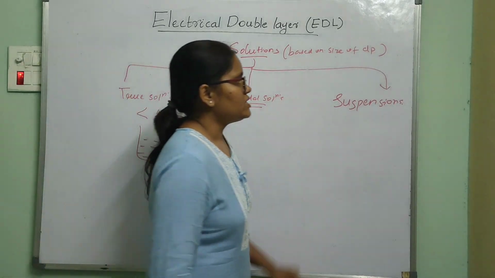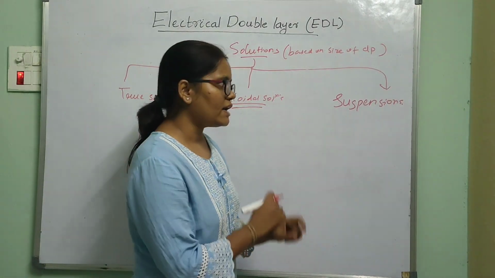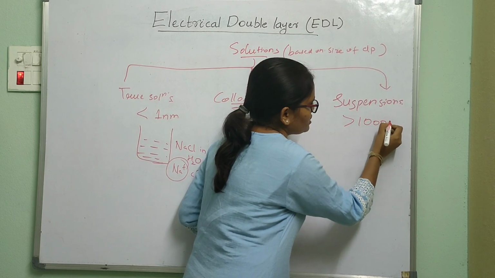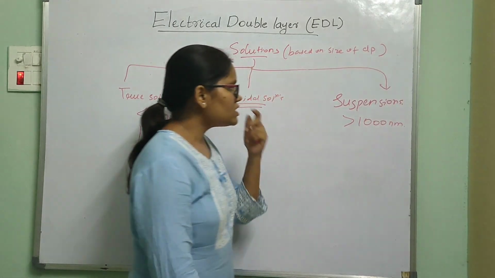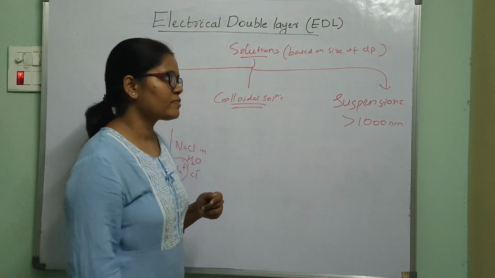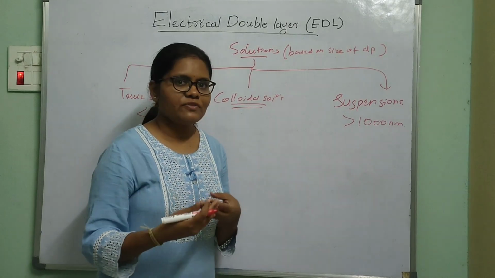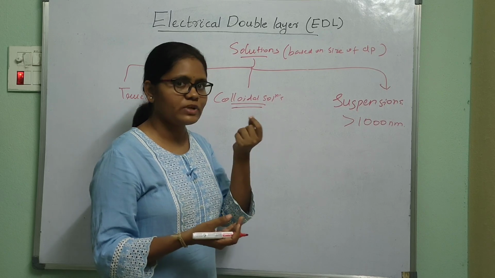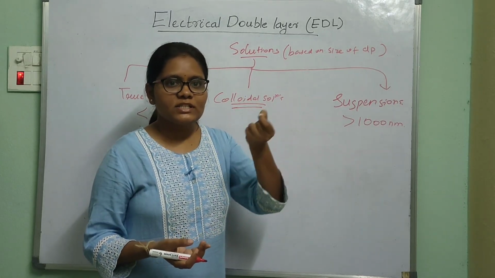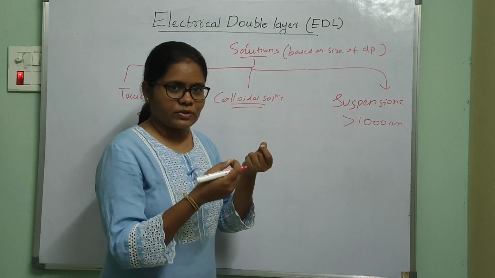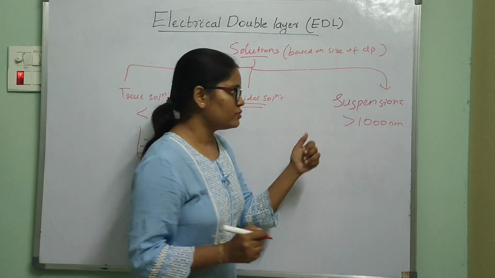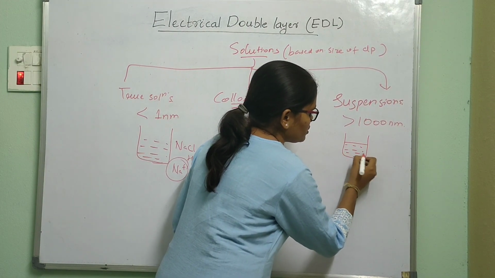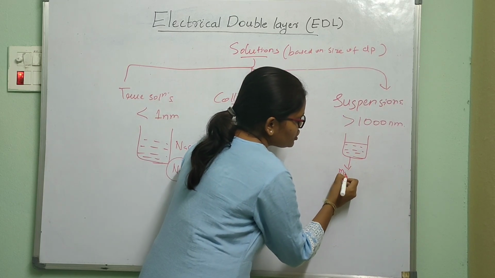And what are suspensions? In suspensions the particle size is very huge, greater than 1000 nanometers. What is the best example of suspension? You can collect some water from any dirty lake or pond and put it in your glass beaker. Then you will notice that there are small dust particles in the water. That kind of solution comes under the example of suspension. So the example of suspension is muddy water.